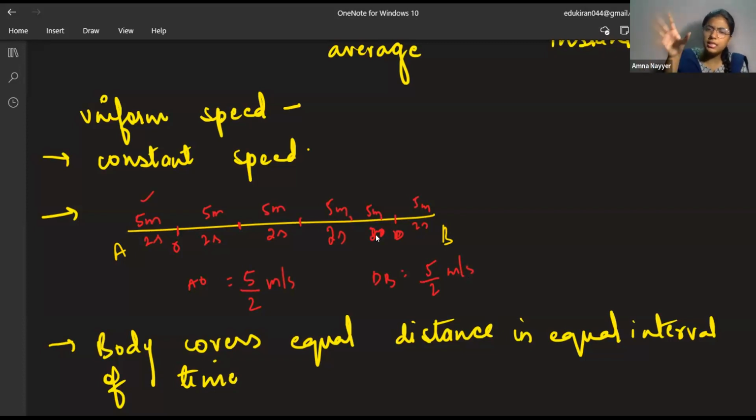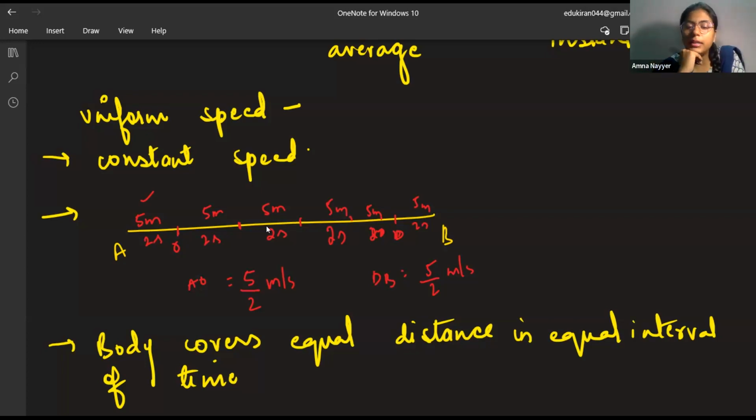And how to find the answer for uniform speed? Just take the distance, divide by time. For the entire duration, take the total distance, divide by total time. But mainly for uniform speed, just take the distance divided by time. By putting everything into the formula, you will get your answer.